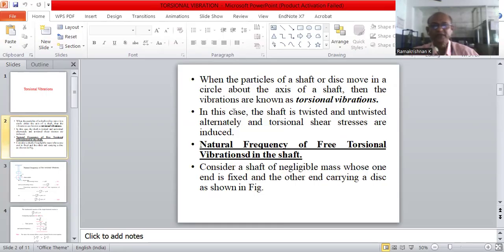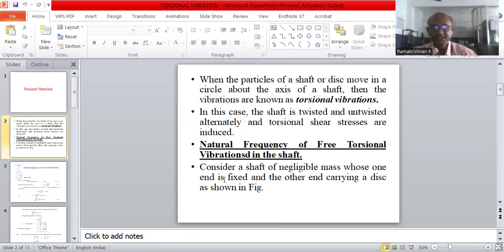Whenever the particles of a shaft or disc move in a circle about the axis of the shaft, the vibrating motion is called torsional vibration. Here the shaft is twisted and untwisted alternately, so that the shaft is induced with torsional shear stress. Let us have here the formula for the natural frequency of the free torsional vibration.